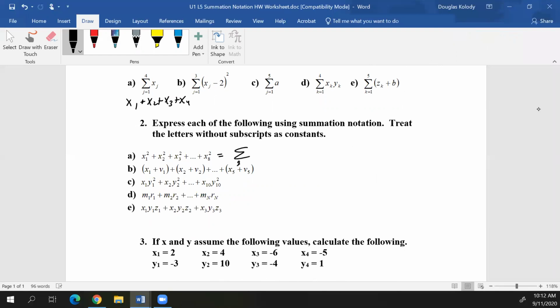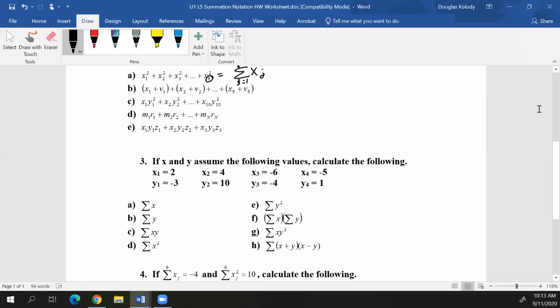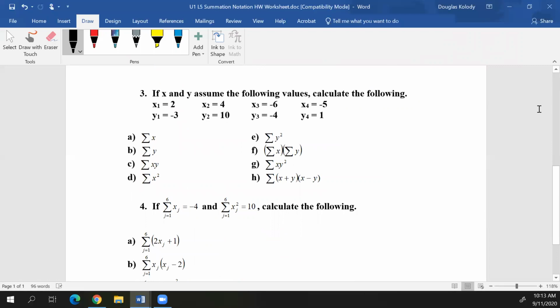So this would be the sum as j goes from 1 what? Up to 8 of x squared sub j. There's 2a. I did 1a with you, I did 2a with you. Number 3 is where there are often many questions. Okay? I'll do letter C with you.